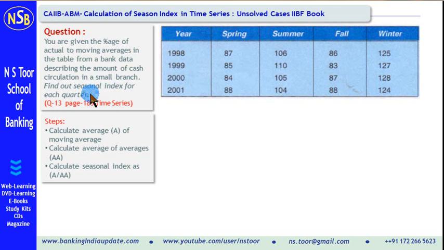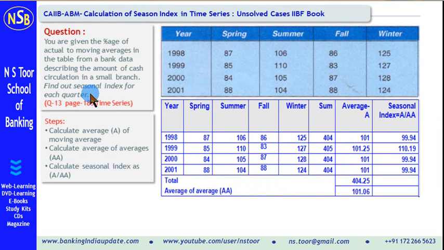Well, we can start. This is a table we have prepared for this purpose. We have taken the information year-wise here. The same information is reproduced for spring, for summer, for fall, and for winter. First of all, we will try to find out the average of these 4 quarters year-wise.